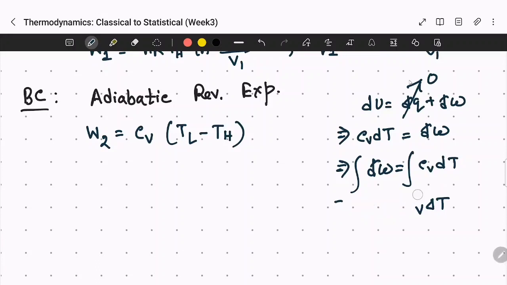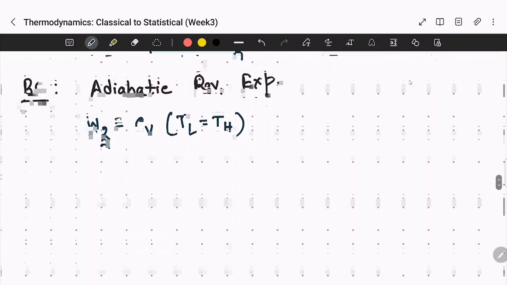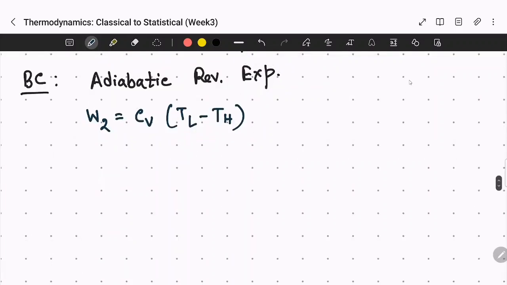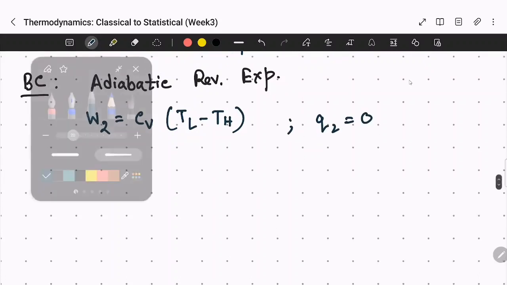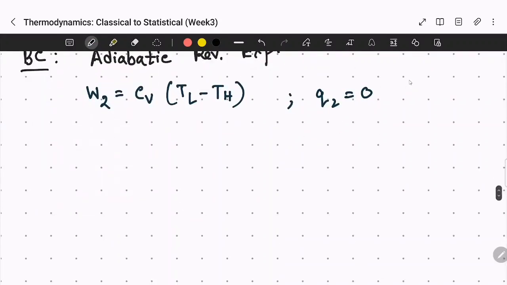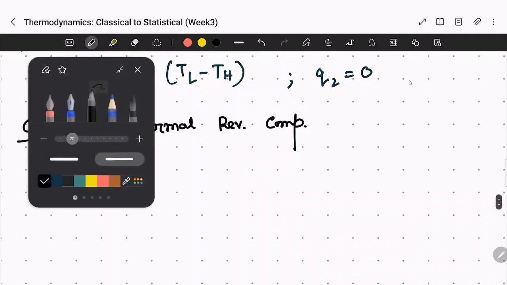Okay, now this is the BC step, and here the Q2 is 0. Third step is C to D. This is again isothermal reversible compression.